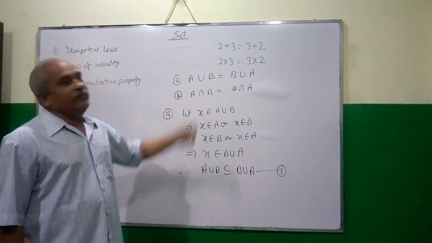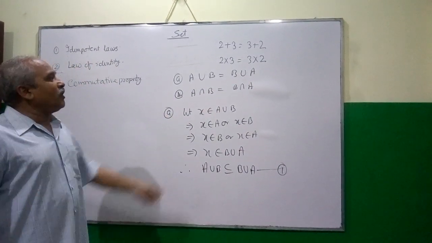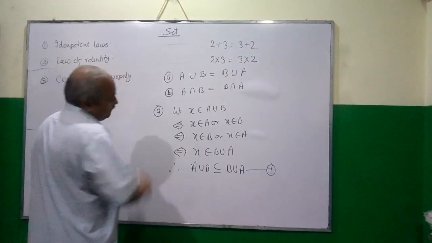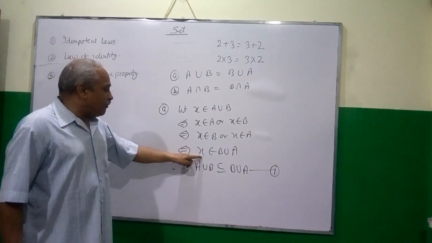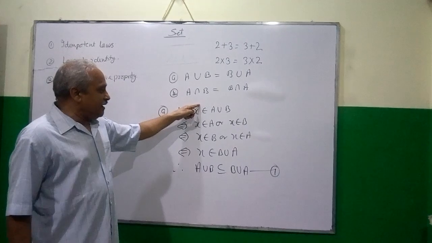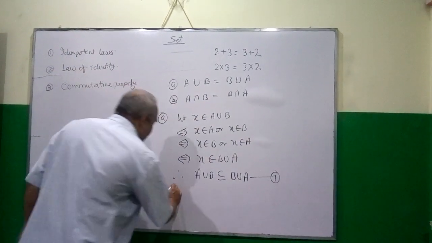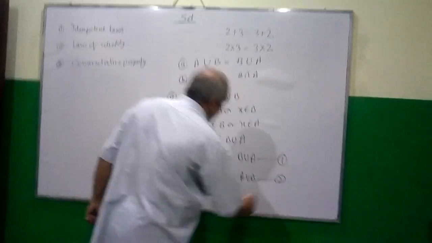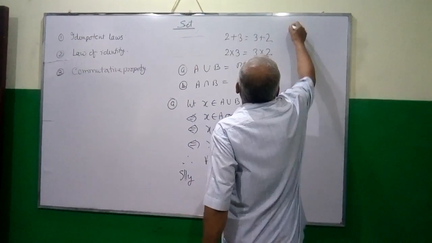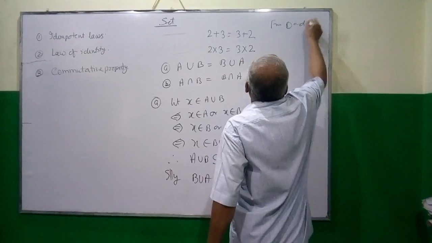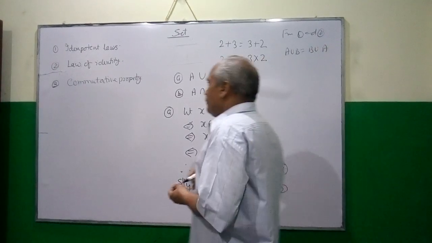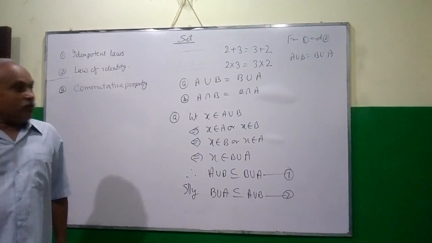Now we should start from the other side, but for the sake of time and convenience, we simply write here implied and implied by. This type of symbol means if we start from here, we will reach here, and we have started here and reached here. Similarly, B union A is a subset of A union B, call it equation 2. From 1 and 2, A union B equal to B union A. This was the commutative property of union.